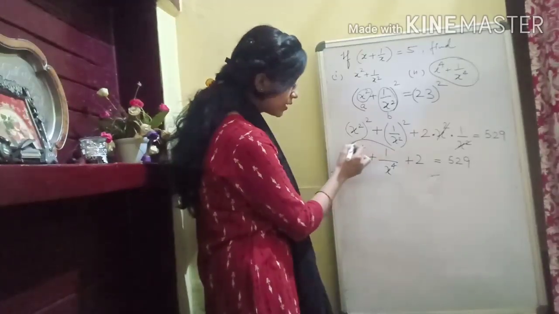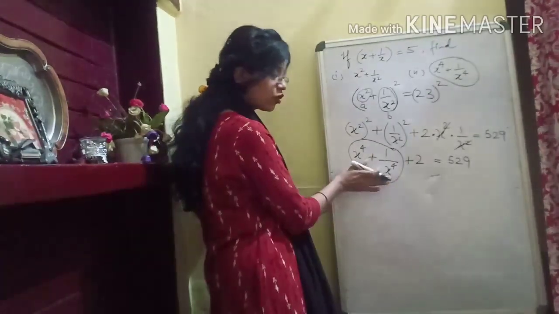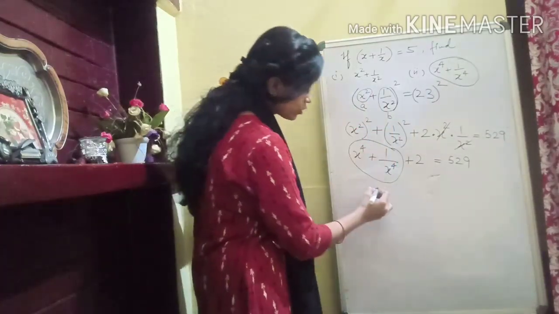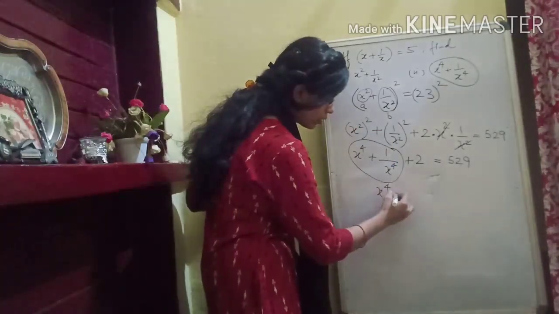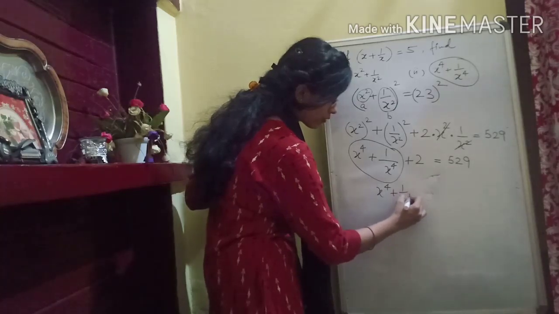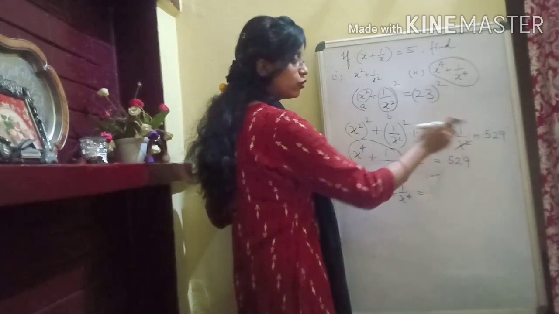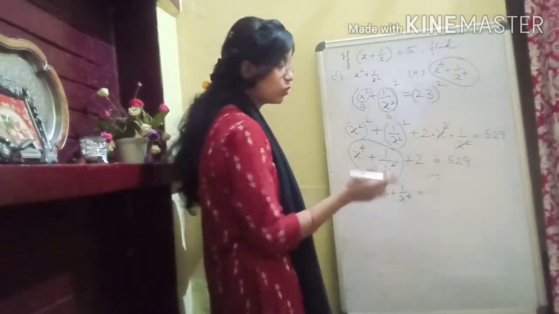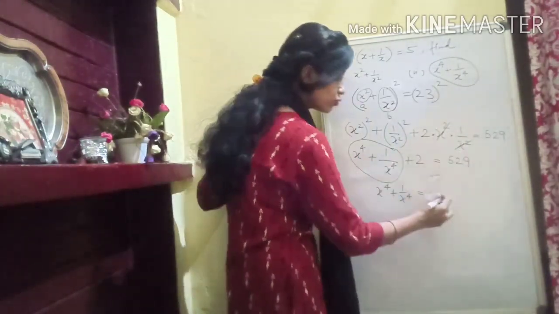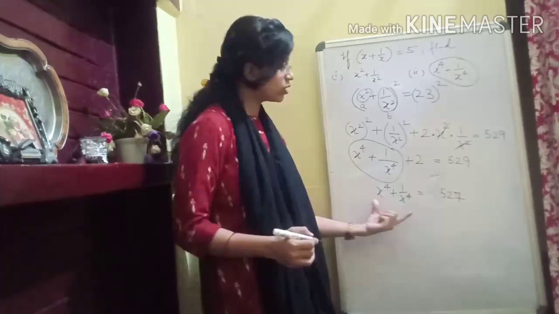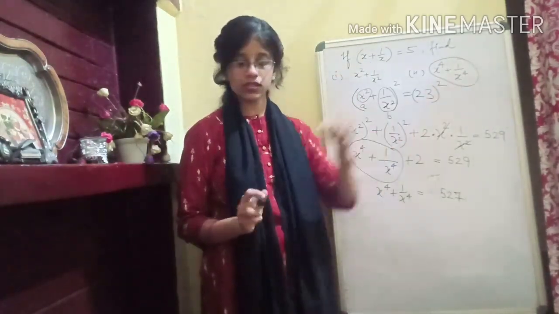Clear? See, we have to calculate x to the power 4 plus 1 upon x to the power 4. We are exactly getting the same term. That means we are going to keep it here and rest we are going to take to the other side. So it will be x to the power 4 plus 1 upon x to the power 4 is equals to 529. This plus 2 will go to that side and it will be minus 2. So 529 minus 2 will be simply 527. So this would be our answer to this question.